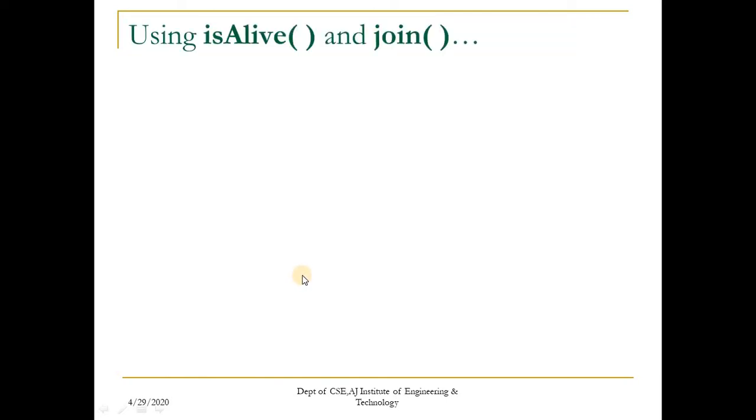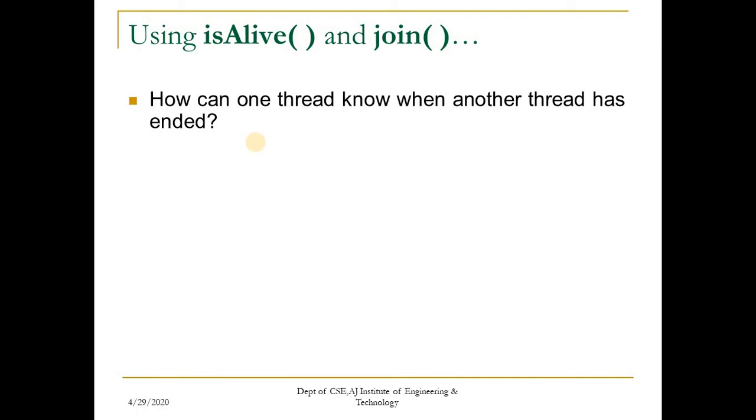Next topic, using isAlive and join methods. These isAlive and join methods are defined in the Thread class, right? So let us see these methods here, the use of these 2 methods, isAlive and join. Now, how can one thread know whether another thread has ended? That is one question. How can one thread know whether another thread has ended or whether it is still running?